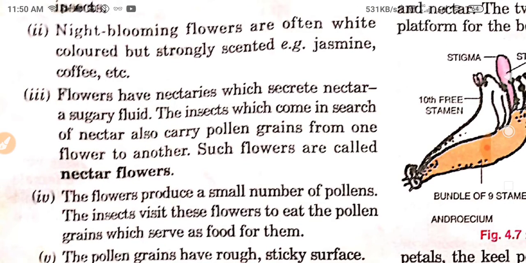Flowers have nectaries which secrete nectar, a sugary fluid. The insects which come in search of nectar also carry pollen grains from one flower to another. Such flowers are called nectar flowers. In this case, you can see a honeybee. They collect the nectar from the plant, and go from one plant to another in search of nectar. So they also carry pollen grains with their wings and facilitate the process of pollination.